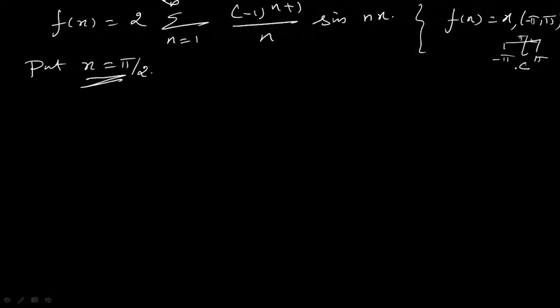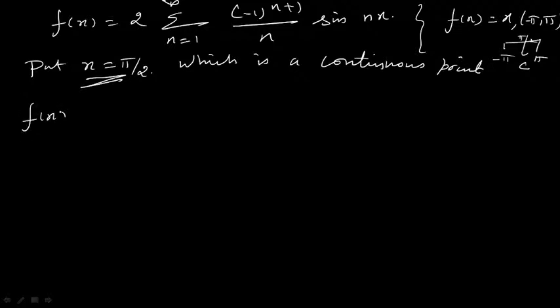If it is a continuous point, you can find the value of f of x at x equal to pi by 2 just by replacing the value of x by pi by 2. That's enough. So put x equal to pi by 2, which is a continuous point, then we have f of x at x equal to pi by 2. Just replace x by pi by 2. In these two places we have x. Or you can write this as f of pi by 2. Both are the same. More clearly, I have written this as f of x at x equal to pi by 2, or you can write it as f of pi by 2. Both are one and the same.